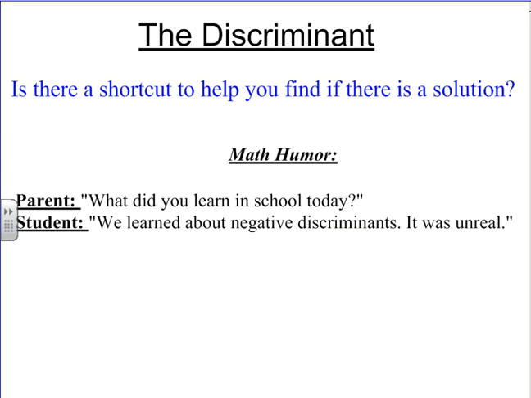When talking about quadratics and the quadratic formula, you need to talk about the part that's called the discriminant, and that's what this is about. And basically, is there a shortcut to help you find if there is a solution? There is, and that's what we use the discriminant for, to help us determine the number of solutions.